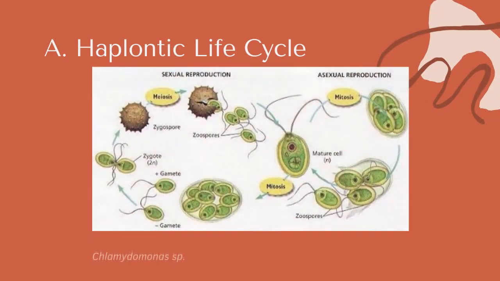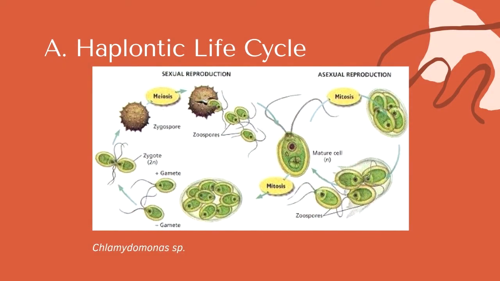For the first type of the reproductive cycle, according to the dominant stage, we have the Diplontic life cycle. From the term itself, it is the Diplontic stage that is dominant. This is true to some organisms such as your Chlamydomonas. For Chlamydomonas, we have two types of reproduction, specifically your sexual reproduction and your asexual reproduction.